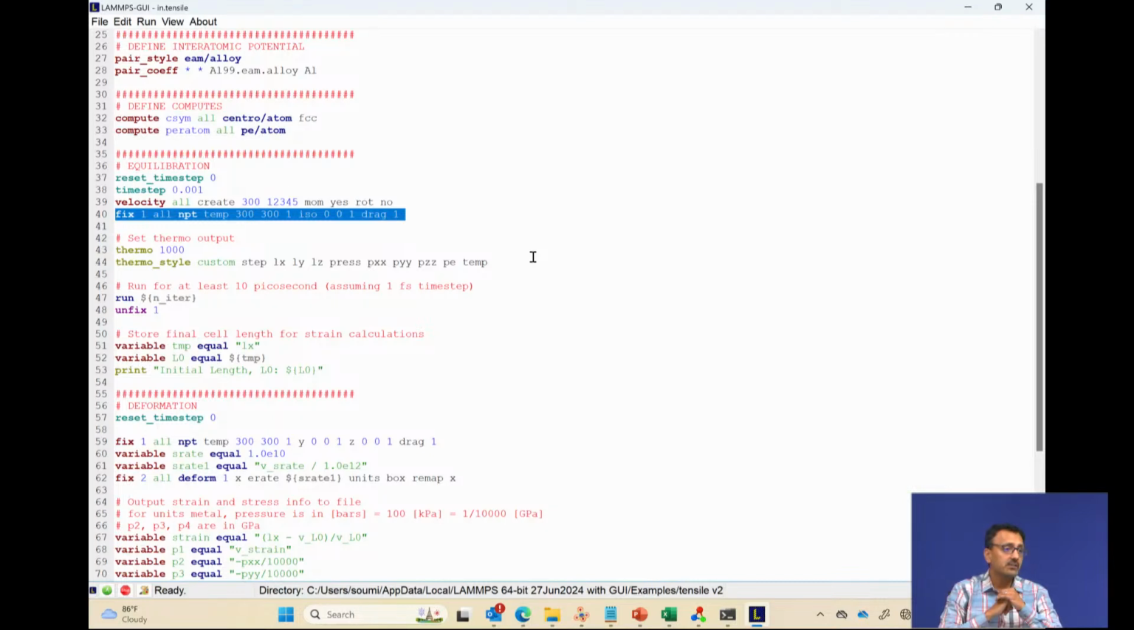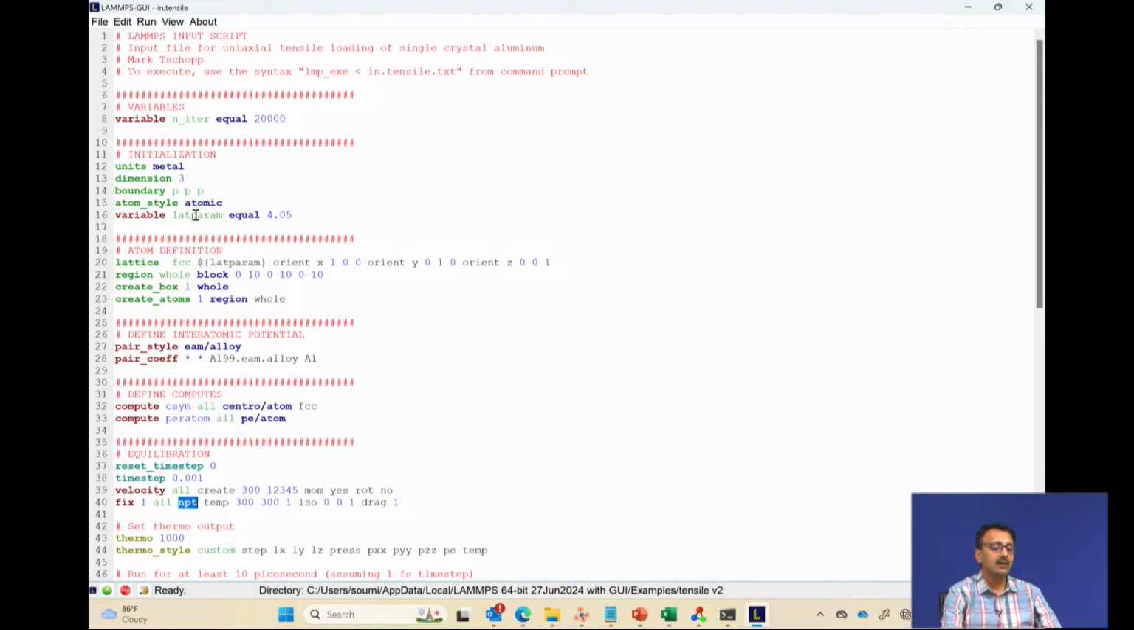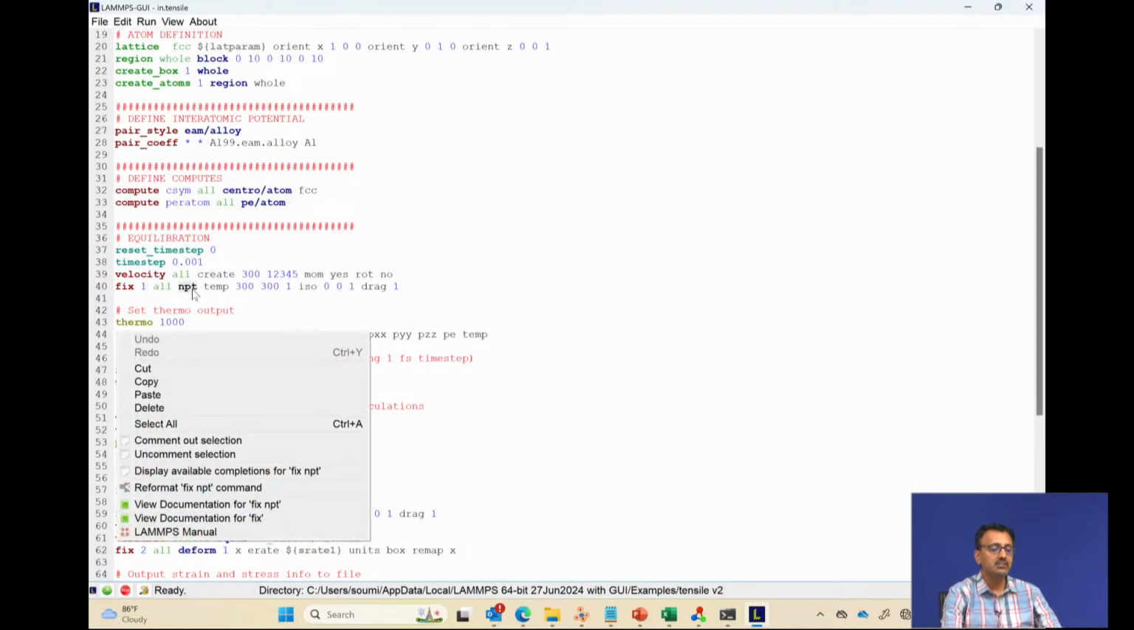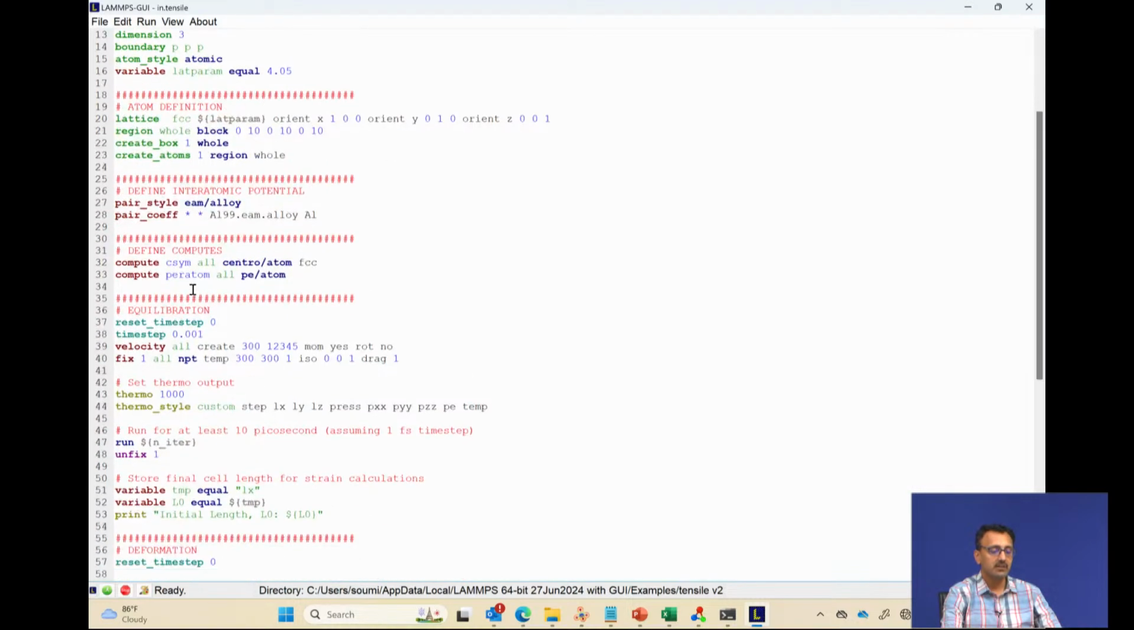The microcanonical ensemble, where you keep the number of atoms, the energy and volume fixed. There is the canonical ensemble. In this case, we use what is known as the isobaric isothermal ensemble. So, what is fixed here is N, P and T, where N is the number of atoms in the system, P is pressure and T is temperature. Somehow I can't zoom in further from what's in here. Anyway, so that's what I'm telling the system.